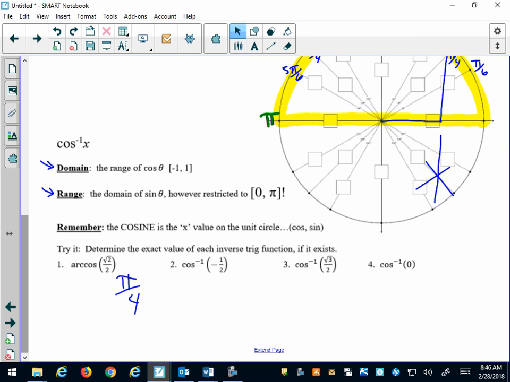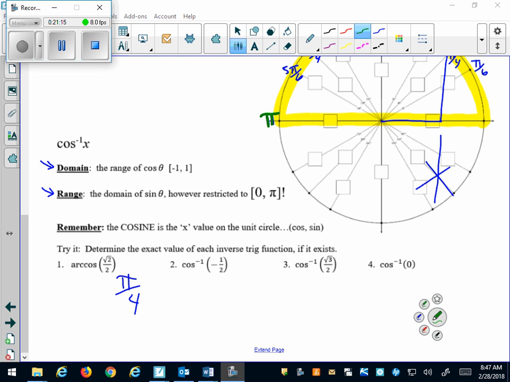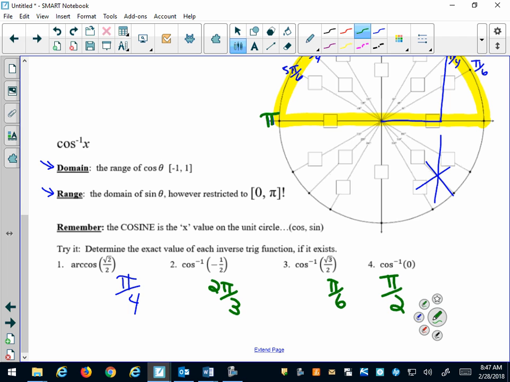Try the next 3. I'm going to hand out some homework. All right, so the inverse cosine of negative a half is going to be what? 2 pi over 3. Inverse cosine of the square root of 3 over 2, pi over 6. And the inverse cosine of 0.